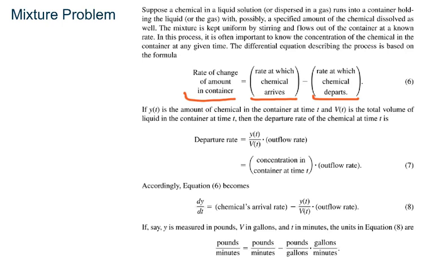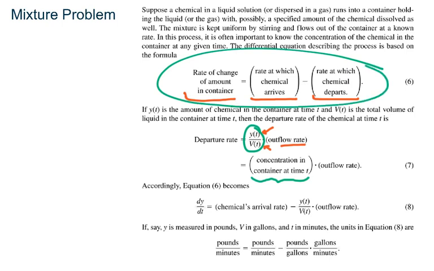If we consider some function y in terms of t to be the amount of chemical in the container at time t, and this function v of t is the total volume of the liquid in the container at time t, then we can calculate the departure rate of the chemical at any time t by saying the departure rate is the amount of the chemical, y, divided by the volume of the liquid in the container, multiplied by the rate at which it is flowing out. And so y of t over v of t is going to tell us the concentration in the container at time t.